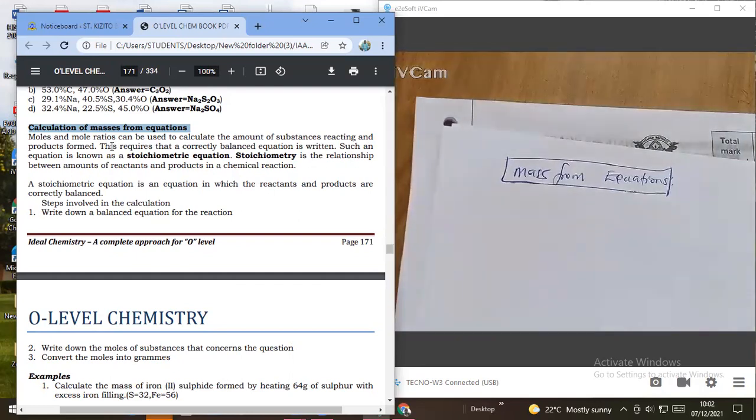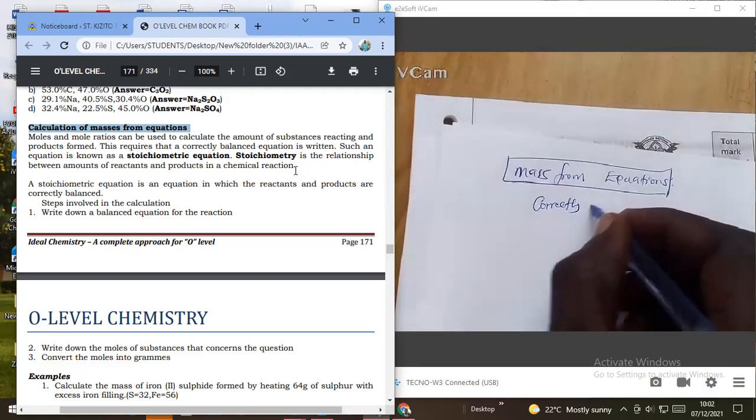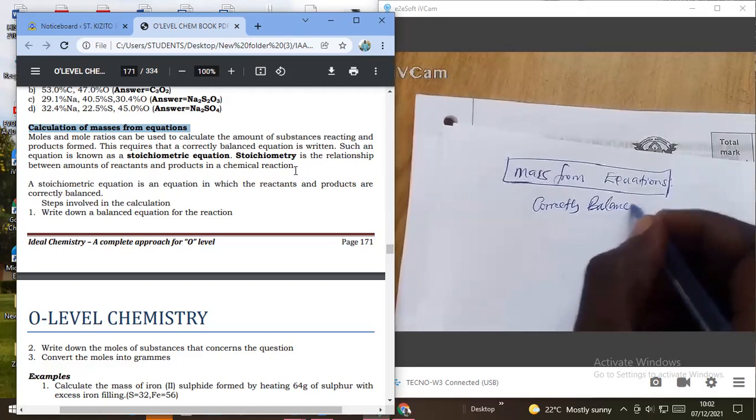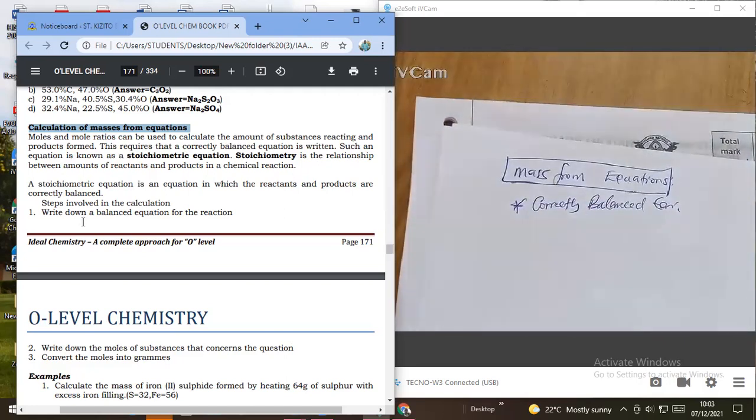So moles and mole ratios can be used to calculate the amount of substance reacting and products formed. This requires that a correctly balanced equation is written. These are the procedures you must follow. Correctly balanced equation, that's the first step. Please, if you don't know, those videos are there in the first lesson we have had. Go and look at them.